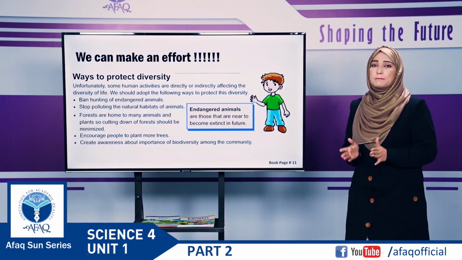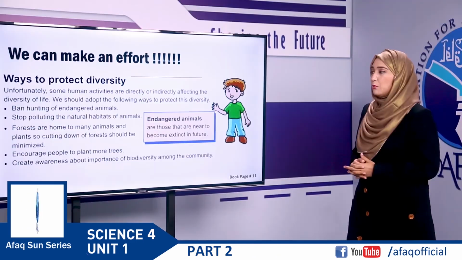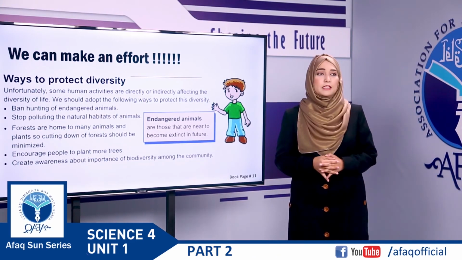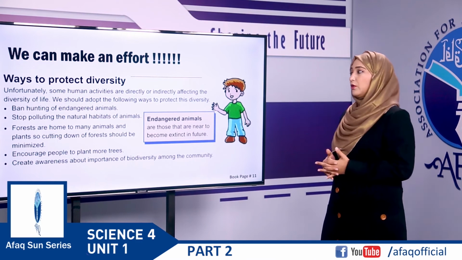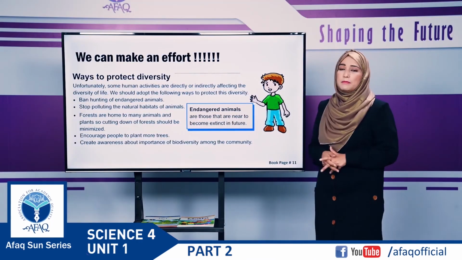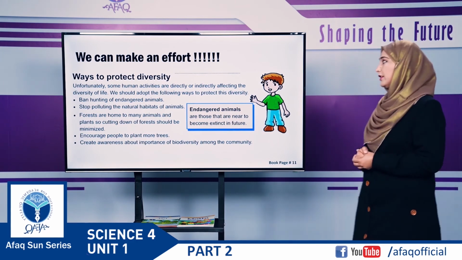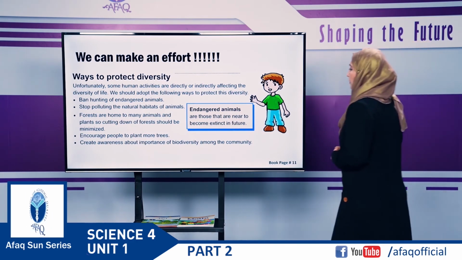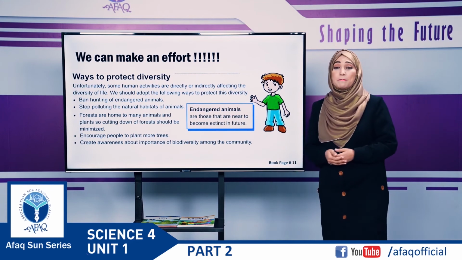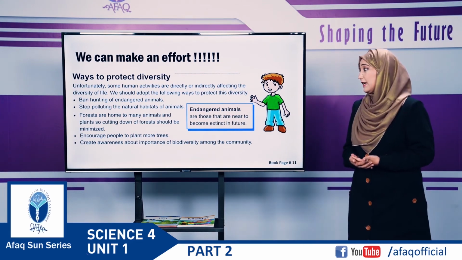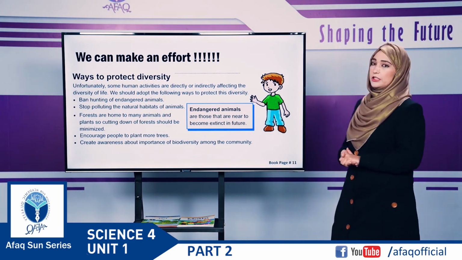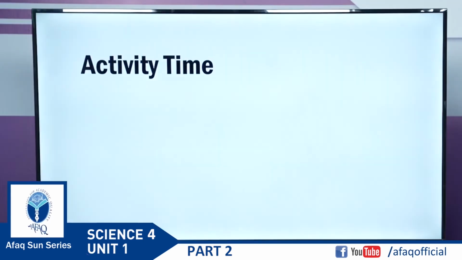So, we must ban the hunting of those animals. What else can we do? We must stop polluting the environment of these animals. We must grow forests. We must stop deforestation. We must encourage people to plant more trees. And we must create awareness about the importance of biodiversity among our communities.